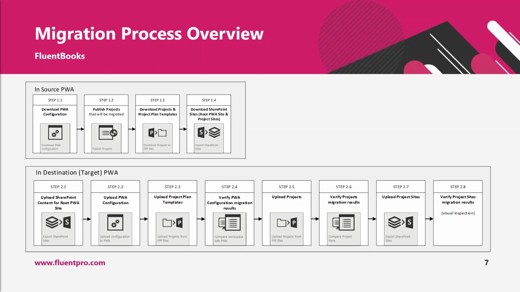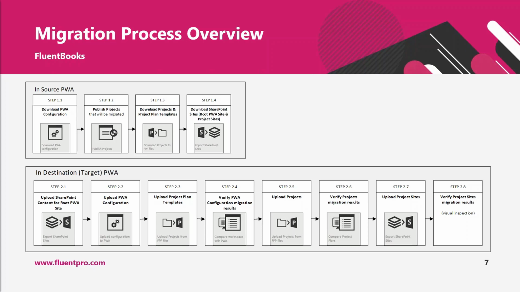This is a migration process overview. As I mentioned, it's pretty complex, and even with the help of FluentBooks that automates the migration process, there are still several specific steps that need to be taken in a particular sequence. Among the steps, the first section is done in your source PWA, whether it's Project Server 2010 or 2013, or even Project Online if you're migrating from one tenant to another.